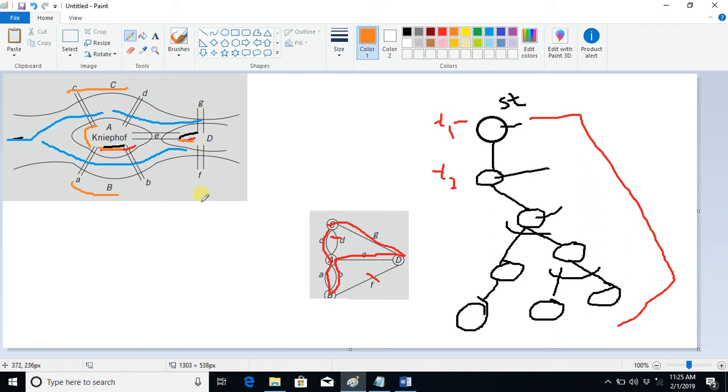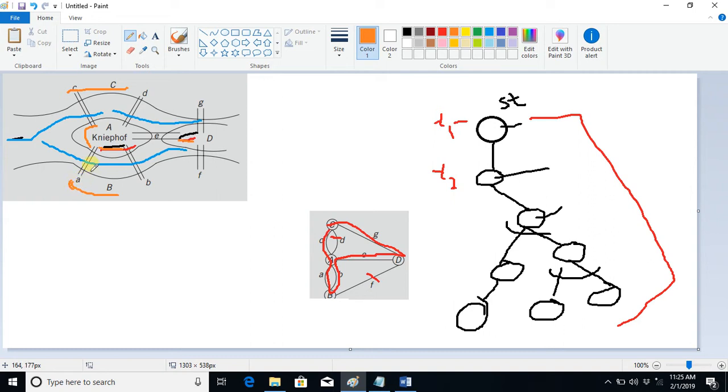And now the problem is, you have to start at some point and you have to touch all the lands and all the bridges, and you have to come back to the same point without repeating the path on any edge.